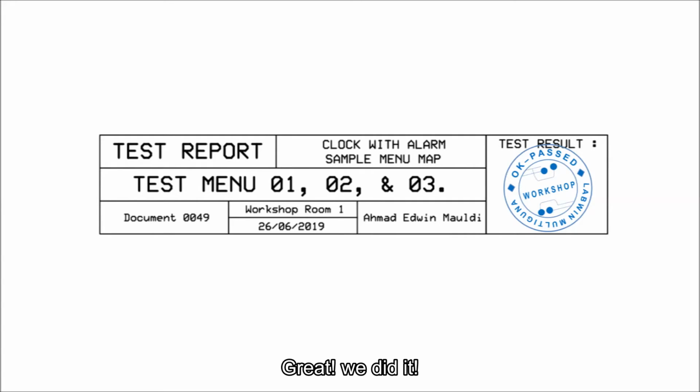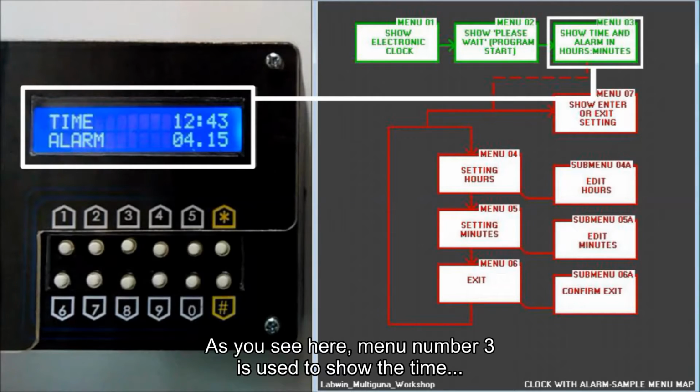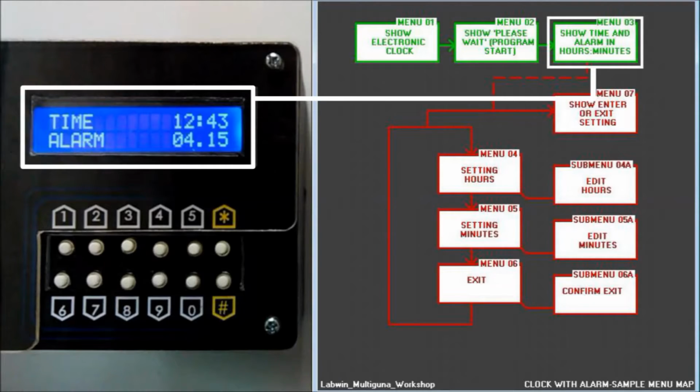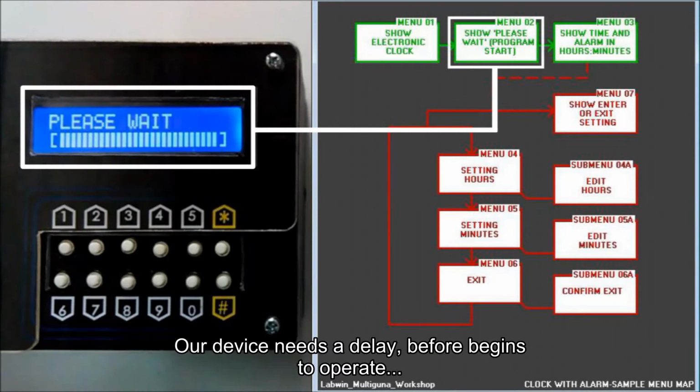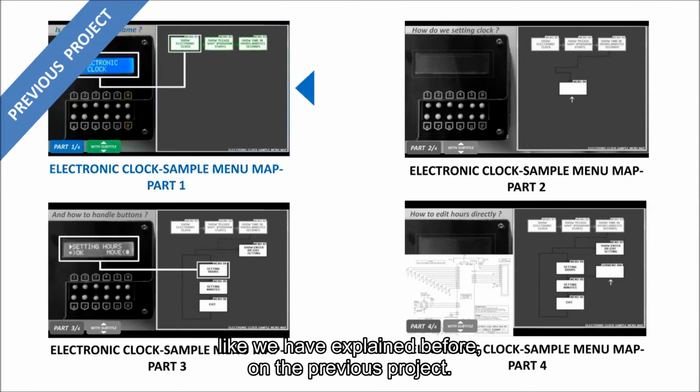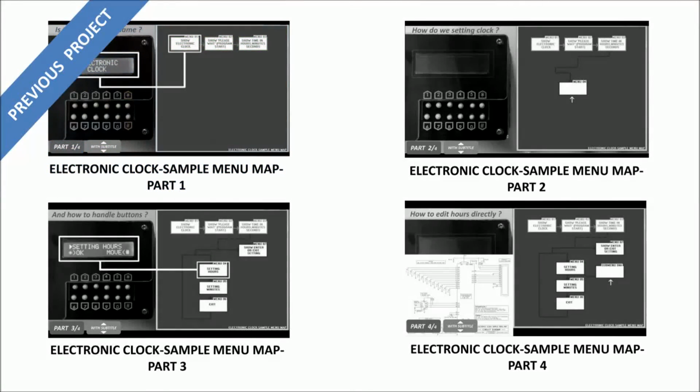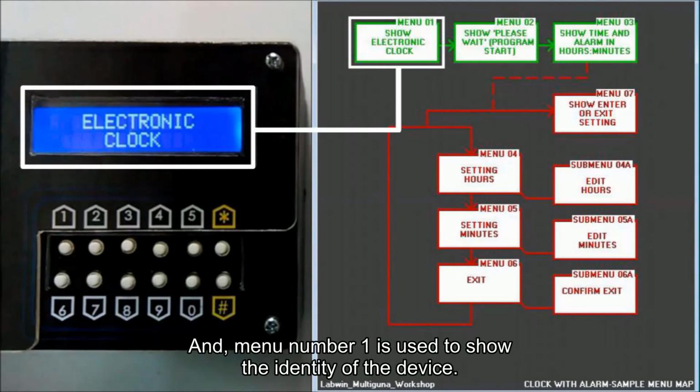Great. We did it. As you see here, menu number 3 is used to show the time and the alarm. The recent time is 12:43. And the alarm is 4:15. Menu number 2 is used to show please wait, because our device needs a delay before it begins to operate, like we have explained before on the previous project. And menu number 1 is used to show the identity of the device.